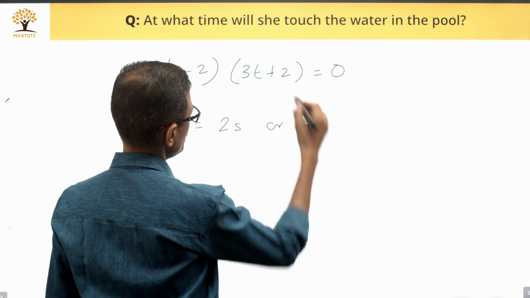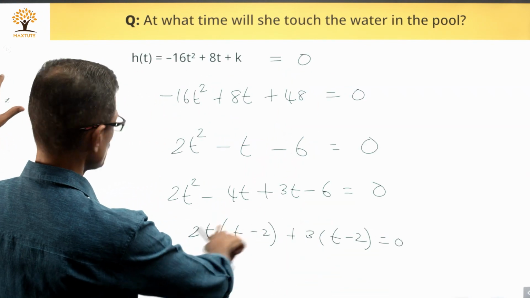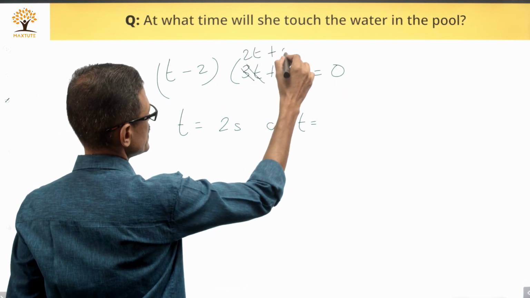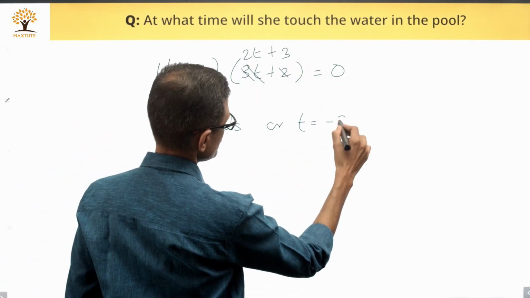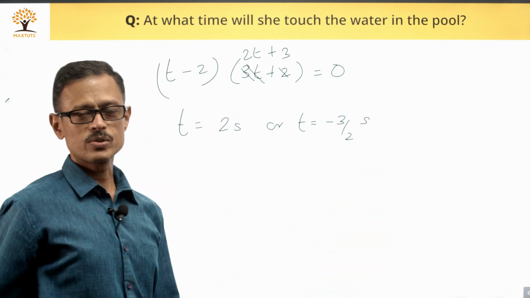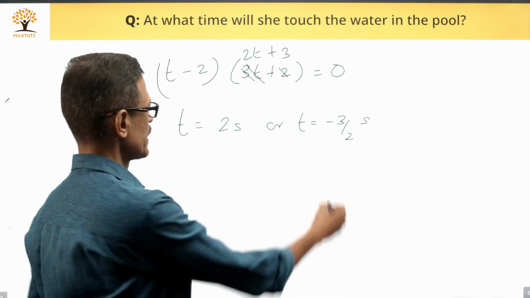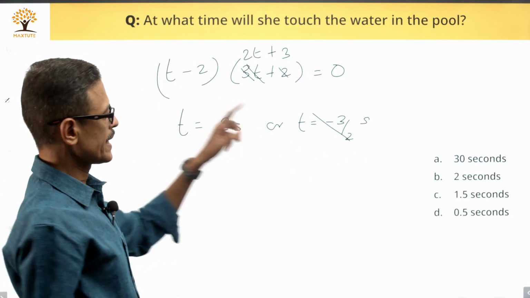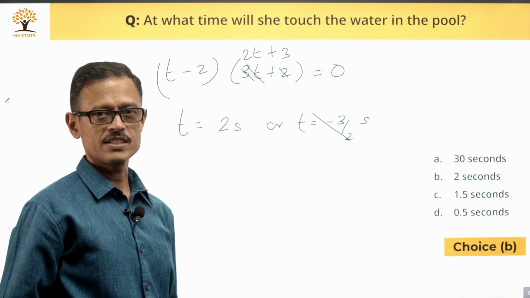2t plus 3, my bad. This is 2t plus 3. So, t is equal to minus 3 by 2 seconds. One of these two is the answer. Time cannot be negative, so we will rule out this answer option. t is equal to 2 seconds, which is when she will touch the water. 2 seconds, choice B is the correct answer to this question.